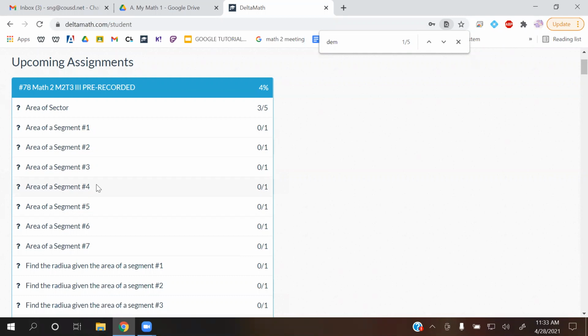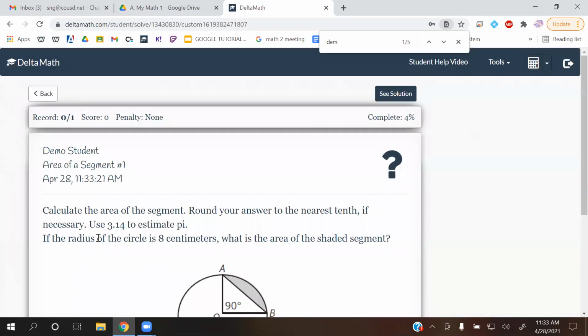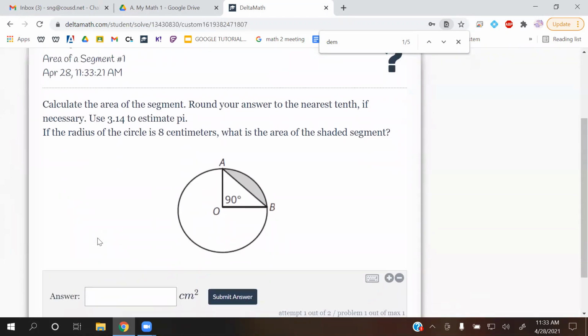Okay, so I will do 3 of these with you guys, and then you can do 4, 5, 6, 7 on your own for individual practice. So area of a segment number 1. Let's do this one. We're going to calculate the area of the segment.